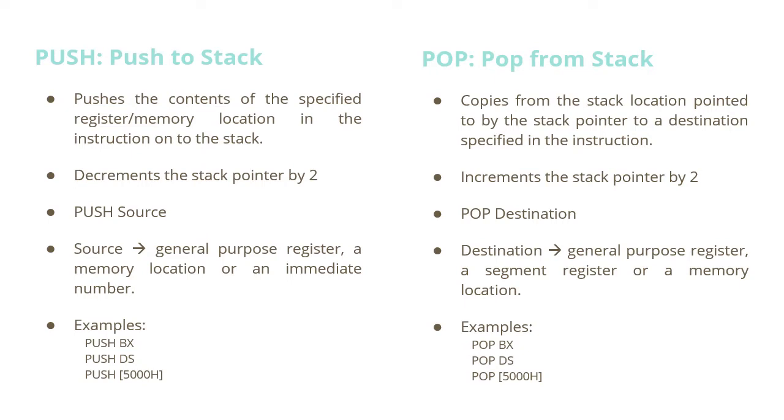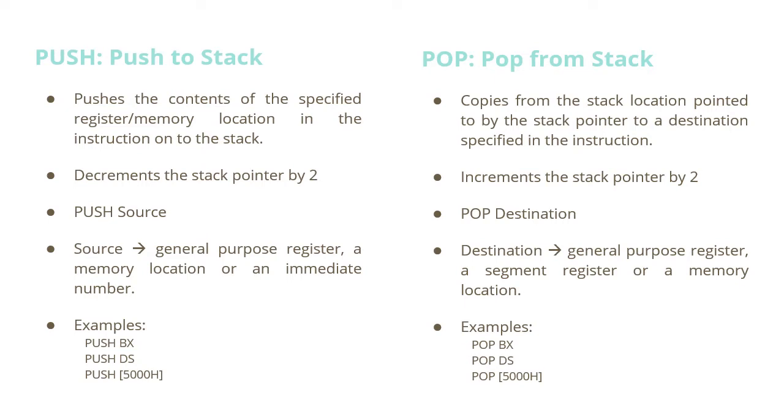The examples of the pop instruction are as given here, that is POP BX, where the content of the stack, which is pointed by the stack pointer, will be copied to the BX register. POP DS, again the content of the stack will be copied onto DS. Next is POP 5000H, where the contents of the stack will be copied to the memory location 5000H and 5001H.